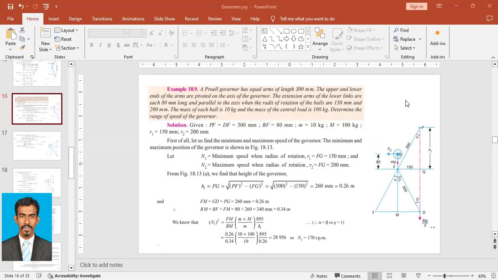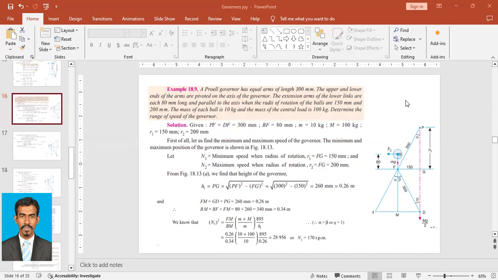A Proell Governor has equal arms of length 300 mm. The upper and lower ends of the arms are pivoted to the axis of the governor. The extension arms of the lower links are each 80 mm long and parallel to the axis, where the radius of rotation of the bolts are 150 mm and 200 mm. The mass of each ball is 10 kg and the mass of the central load is 100 kg. Determine the range of speed of the governor.